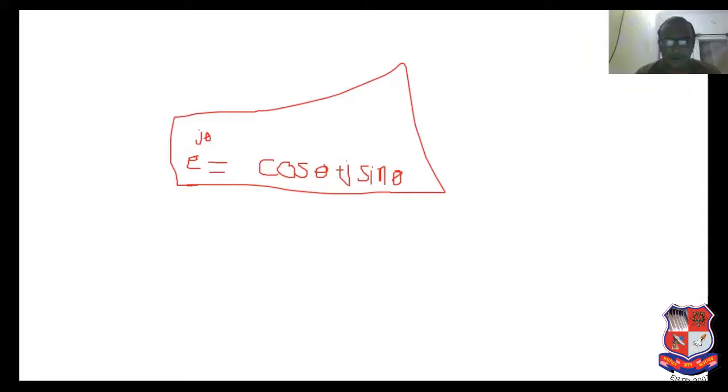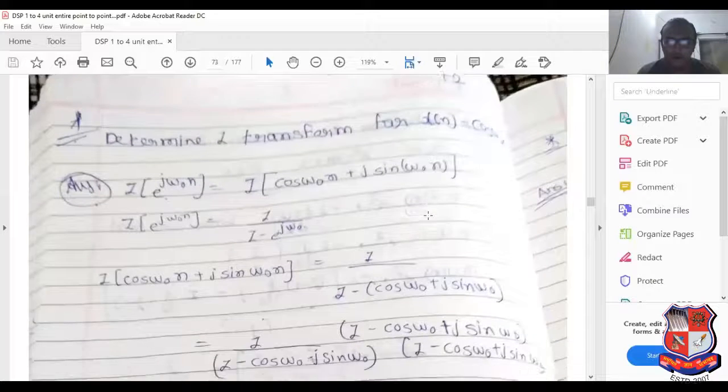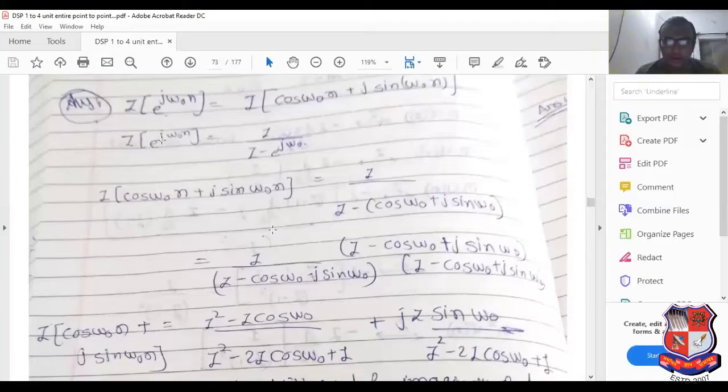So now see this: cos omega 0 n plus j sin omega 0 n. So e raised to j omega 0 n equal to cos omega 0 n plus j sin omega 0 n, and put here cos omega 0 plus j sin omega 0. So from this step, we can get this step.